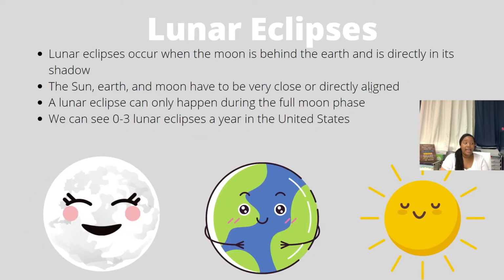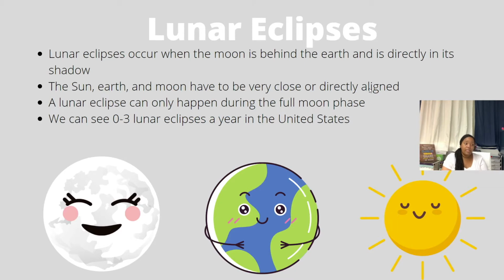Now let's look at lunar eclipses. Lunar eclipses occur when the moon is behind the Earth and is directly in its shadow. So again, looking at our picture, we can see here that the Earth is now in the middle of the sun and the moon. The sun, the Earth, and the moon have to be very, very close or directly aligned.